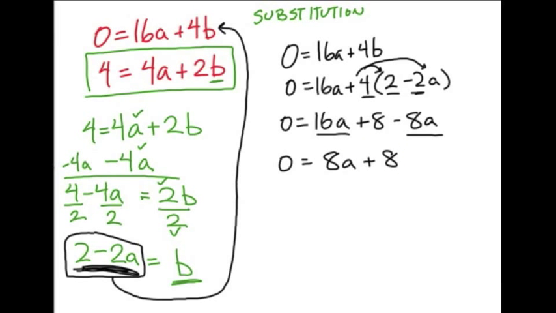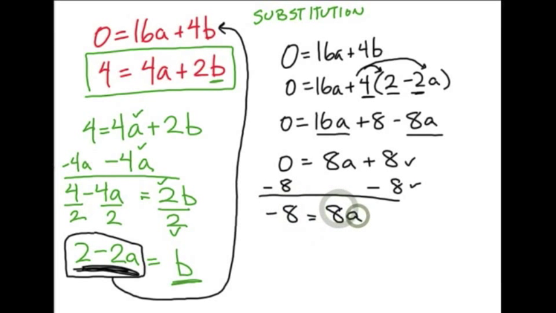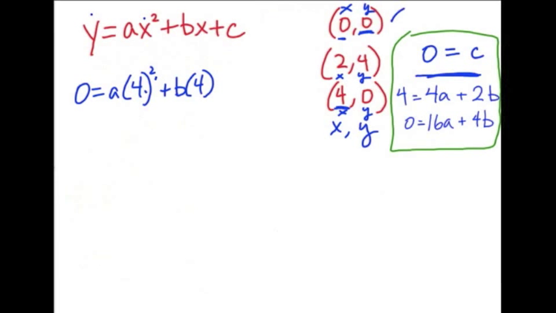And I'm just solving for a. I just have a two-step equation. There's my first step, subtract 8 from both sides. And then my second step, divide by 8. A equals negative 1. So I'm going to go back to my second page. A equals negative 1.